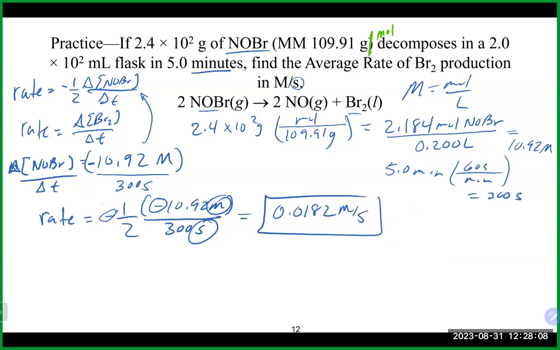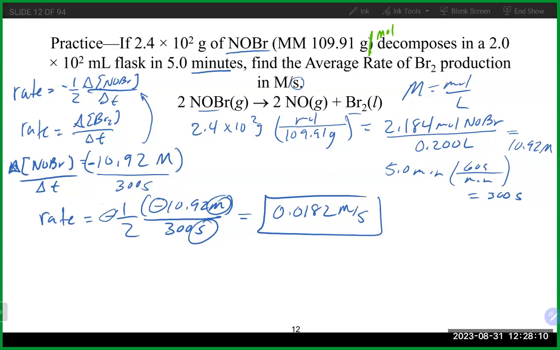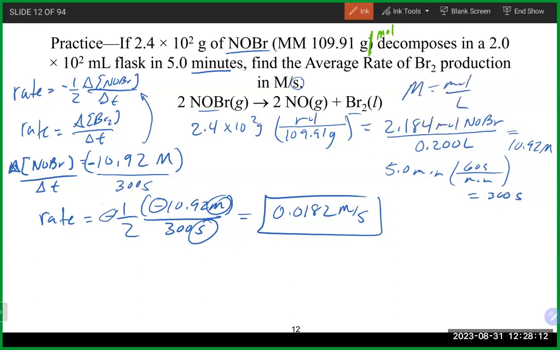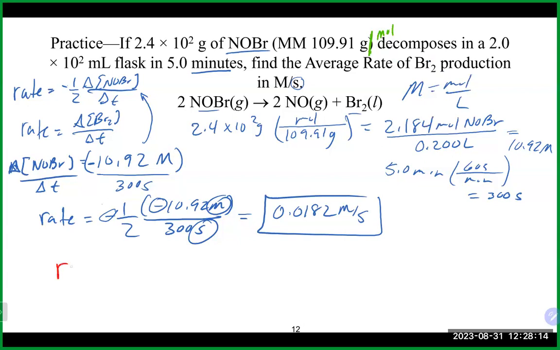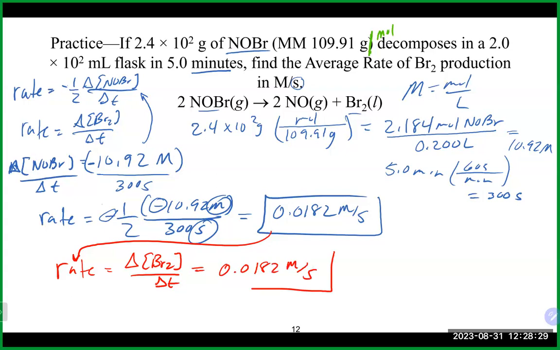So now we're really interested again in the Br2 production. So we know that the rate equals the change in the concentration of Br2 over the change in time. And now that we know that that is that answer, that would mean that this should equal 0.0182 molarity per second. Any questions on that one?